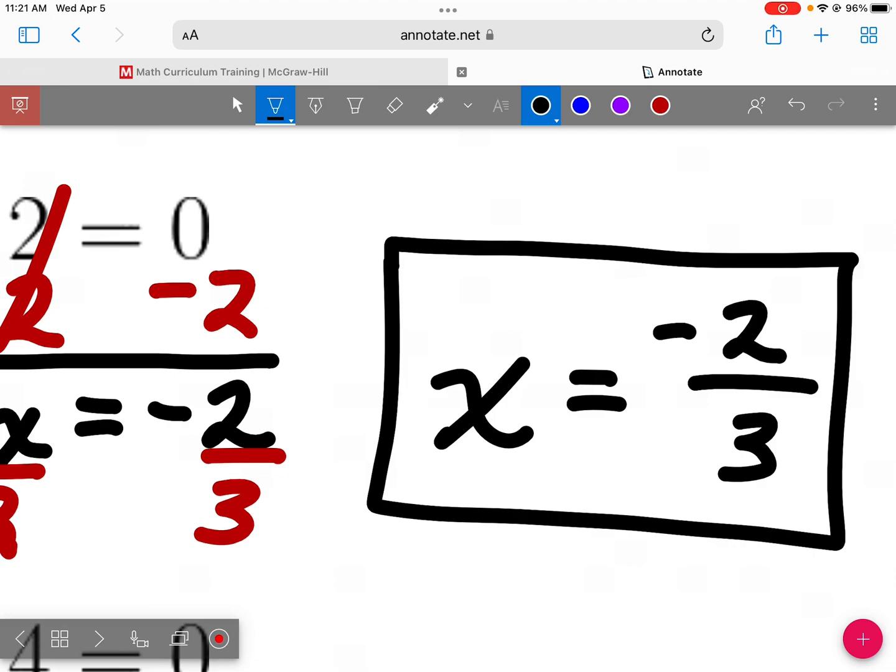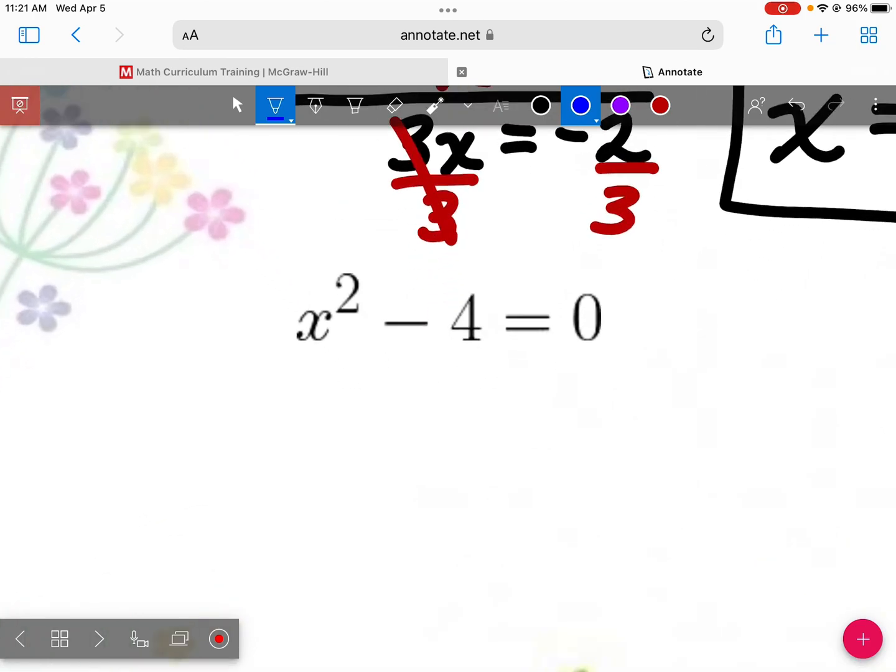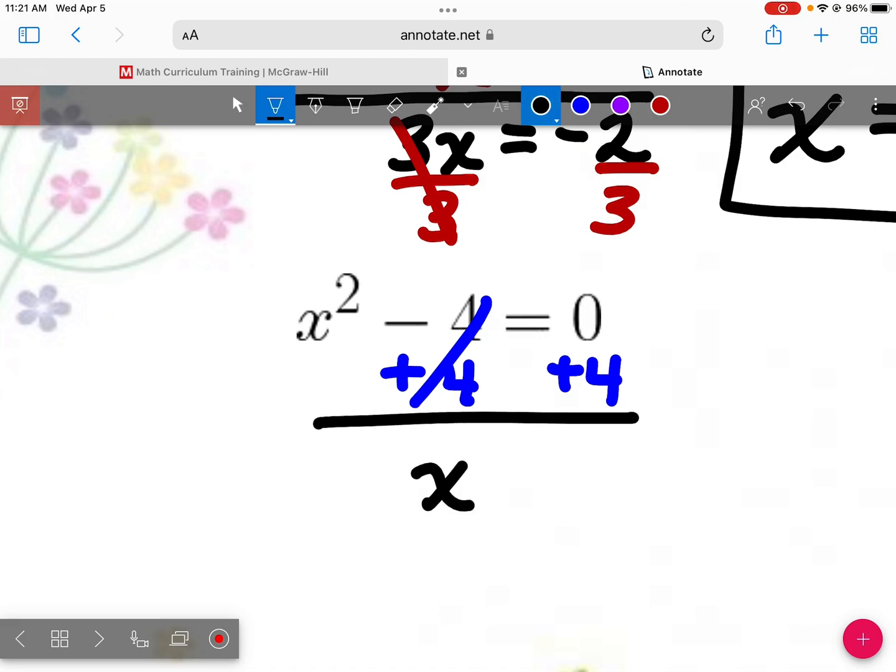All right. Second one, number 2. I can think of 2 different ways to solve this problem and get the same answers. If I wanted to solve it using the same kind of thinking that I did on the problem up above, what would I do? Add 4 to both sides. That would give me x squared equals 4.